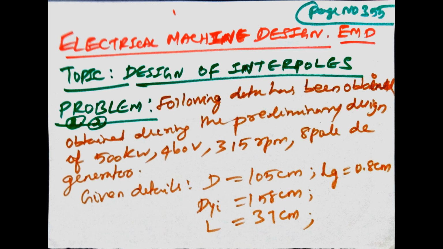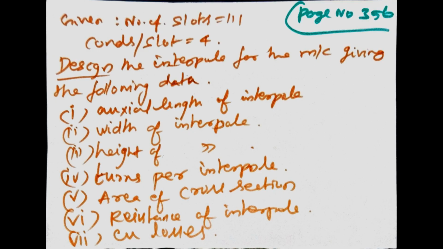Electrical machine design, EMD. Topic: design of interpoles. Problem 2. The following data has been obtained during the preliminary design of a 500 kW, 460 volt, 315 RPM, 8 pole DC generator. Given details: D is equal to 105 cm, D_YI is equal to 158 cm, L is 37 cm, L_g is equal to 0.8 cm.